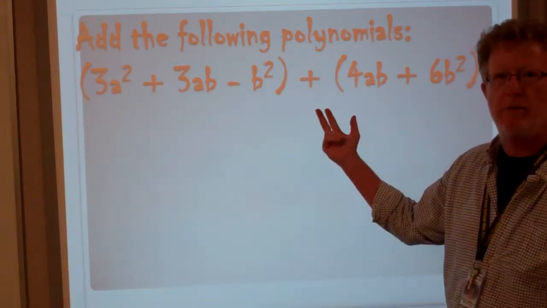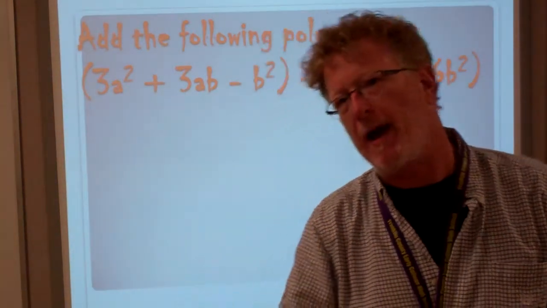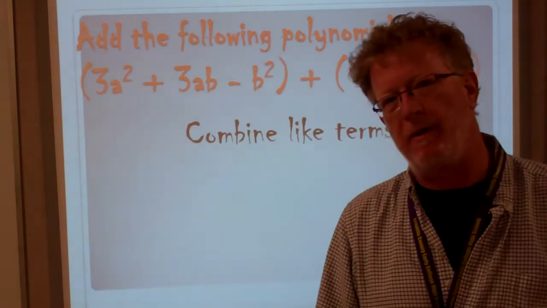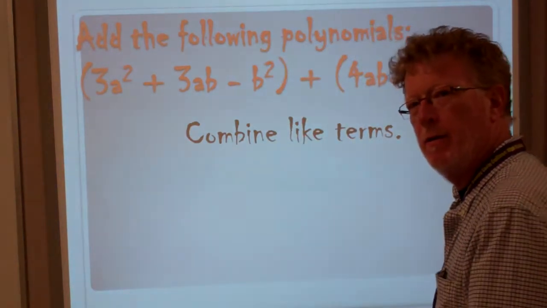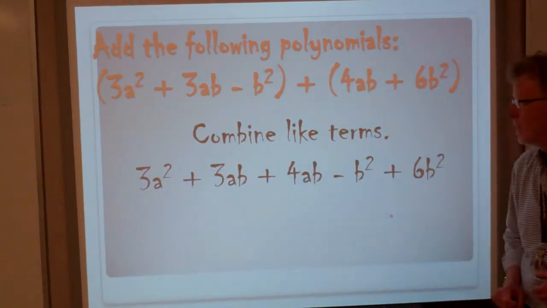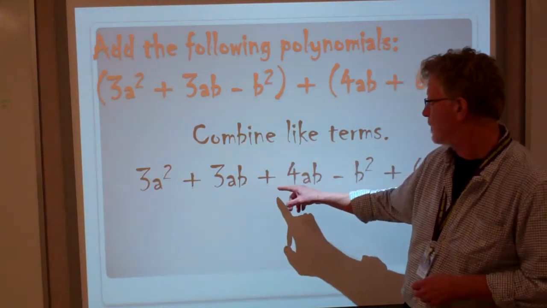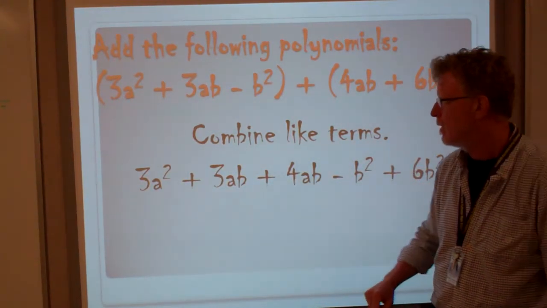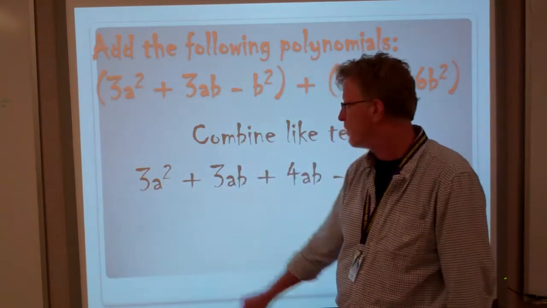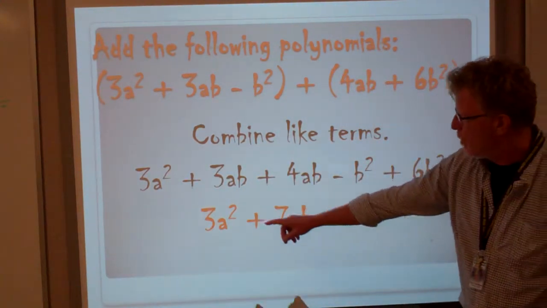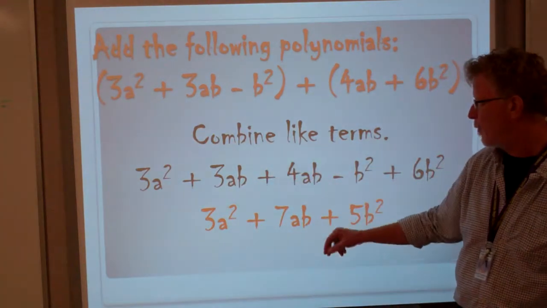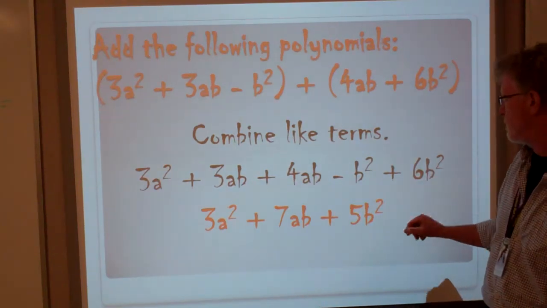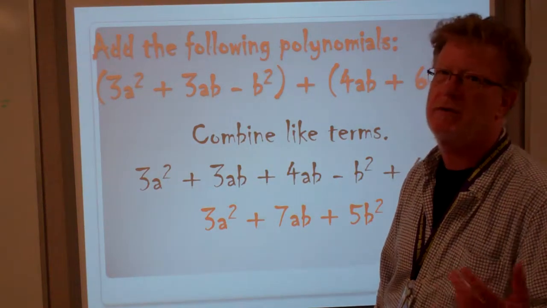Why don't you take a stab at this one? Add this one up and I'll come right back. Alright, so the first thing you probably did was combine like terms. If you didn't, shame on you. You got 3a squared plus 3ab plus 4ab minus b squared plus 6b squared. Notice we only have one 3a squared term, so we bring our 3a squared down. 3ab plus 4ab is 7ab, minus b squared plus 6b squared is 5b squared, because 6 minus 1 is 5.